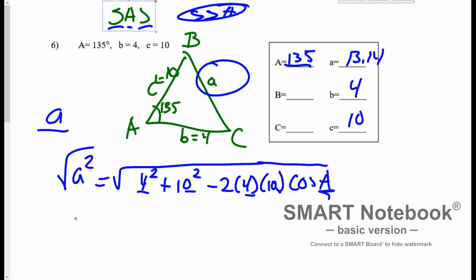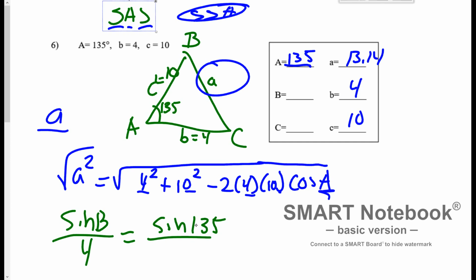I can find sine of B by using side B, and now I can use sine of A that I was already given, and the side that I found with the approximation of 13.14. Now I go ahead and figure this out, and I get 12.43. Then I can add those, subtract from 180, and I get 32.57. And so that's how we solve triangles there.